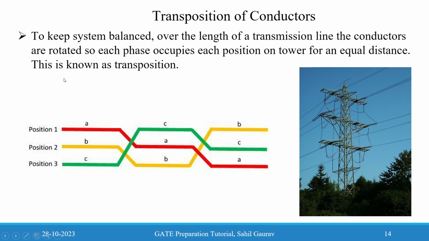So I have written down here: what is the transposition of conductors? To keep the system balanced over the length of the transmission line, the conductors are rotated so that each phase occupies each position. This point is very important. Each phase occupies each position on the tower for an equal distance. This is known as transposition of conductors.